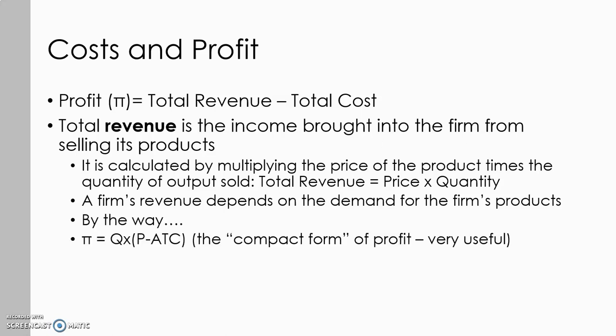By the way, you'll see a derivation of this later on, but profit can also be written as quantity times price minus average total cost. That is, you take the average total cost, that's the cost per unit, subtract it from the price, that's the money that the producer receives, you get profit per unit, and then you scale up your profit per unit by the number of units you sell. This is the most commonly written on the hand formula in all of econ, very useful.